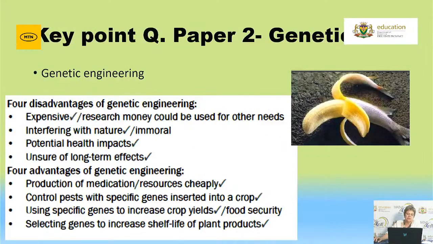The other thing in genetics is when we have to explain the disadvantages of cloning or genetic engineering, either cloning or biotechnology. Look at your disadvantages and your advantages and make sure that you can apply them to an example. So in this case, this disadvantage is expense. It will be very expensive to buy a fish banana or banana fish or whatever this thing is. It interferes with nature.